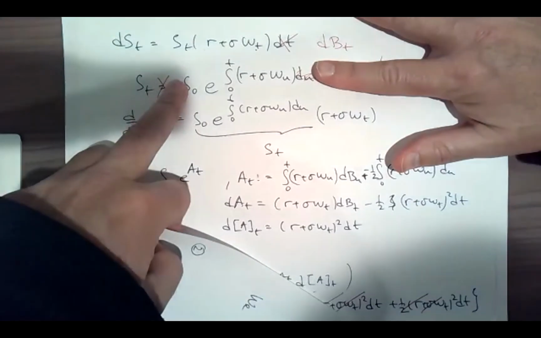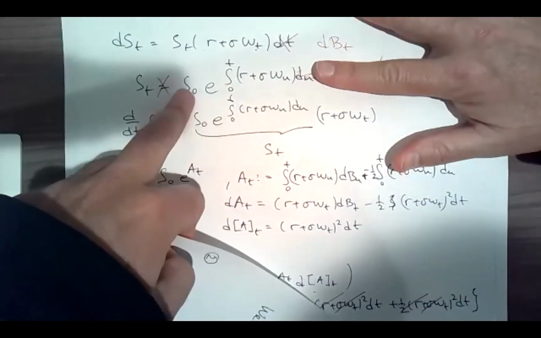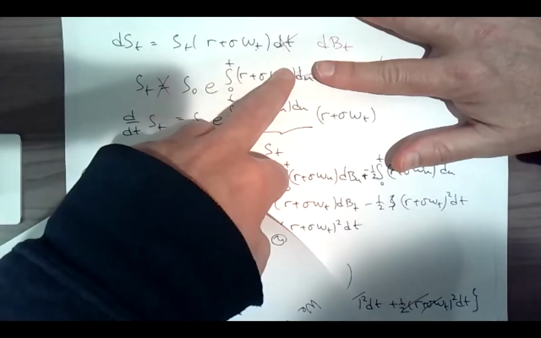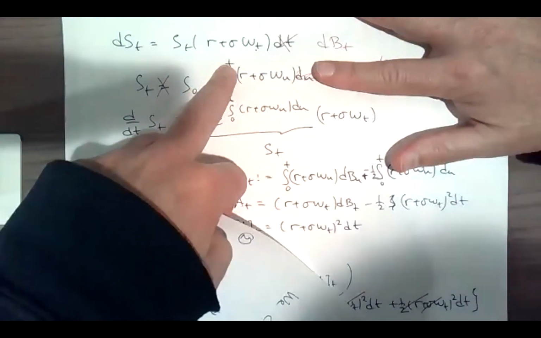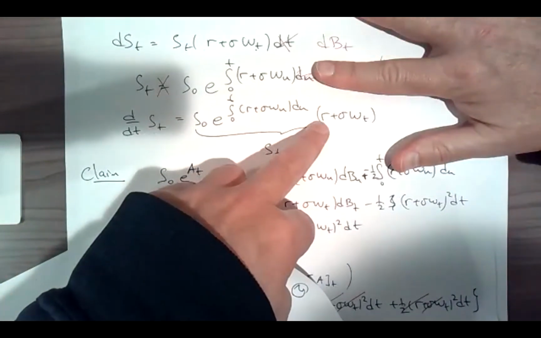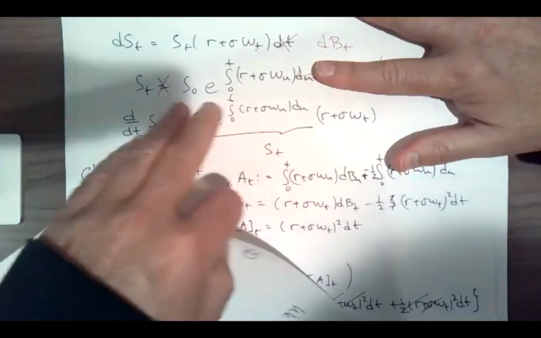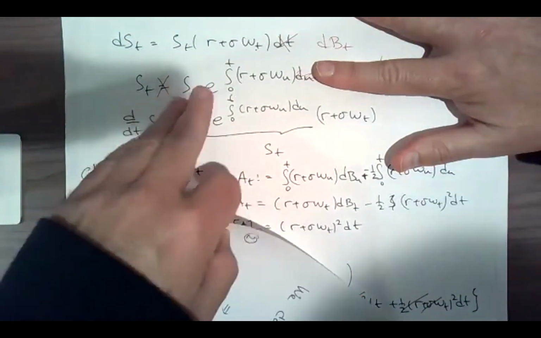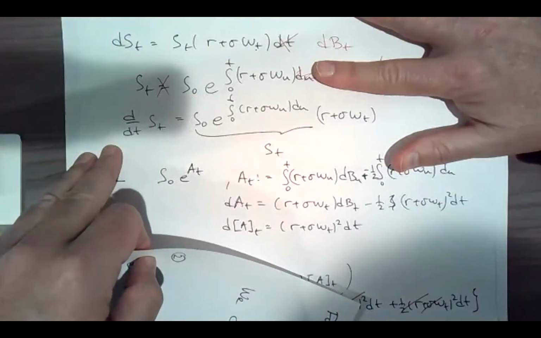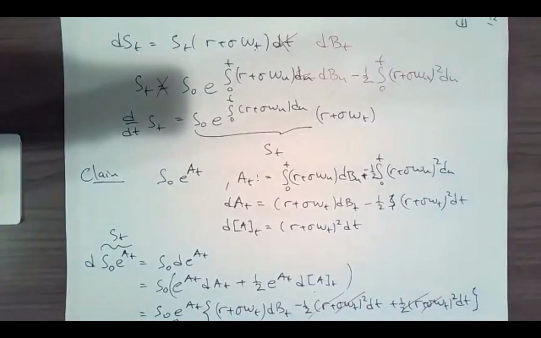You get S0, derivative with respect to t, exponential's derivative is exponential. You compute the derivative of a time integral, you get the integrand evaluated at the upper limit. That's what you have here. Okay. There's nothing fancy here at all. It's just a linear ODE.